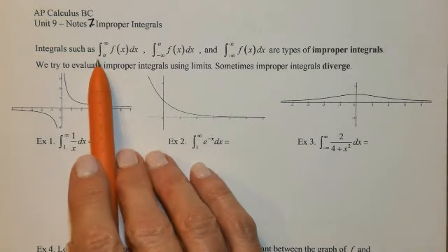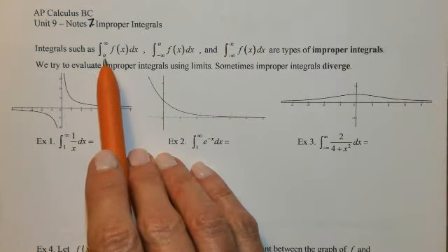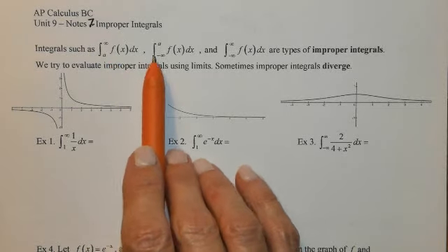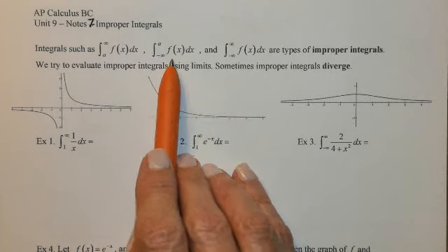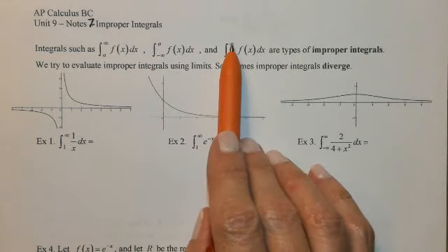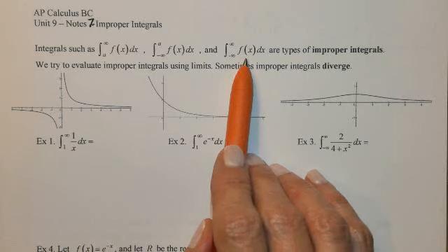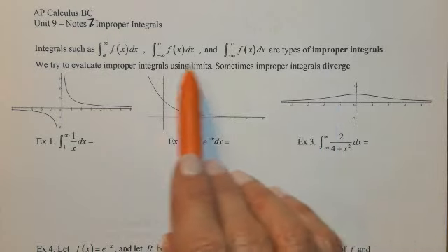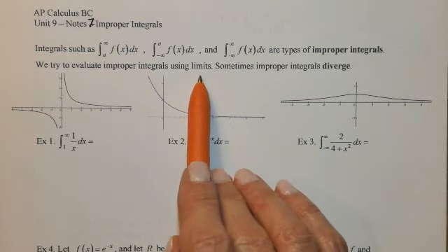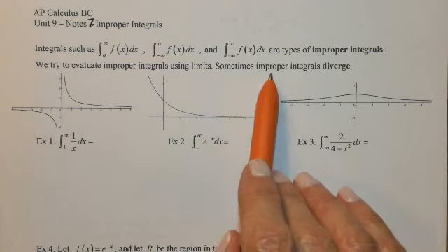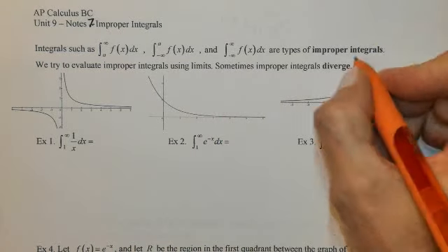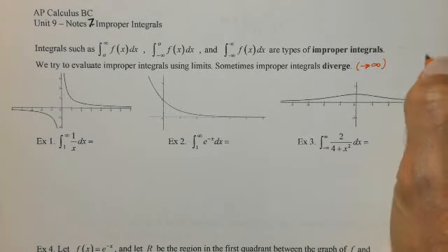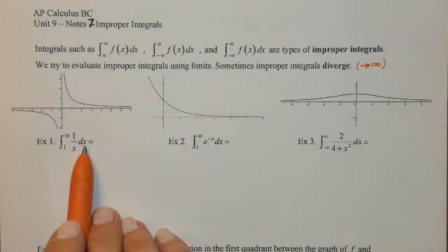All right, integrals such as the integral from some number to infinity of a function dx, or negative infinity to a number of some function dx, and negative infinity to infinity f of x dx are types of improper integrals. They're not the only ones, but they're types. We try to evaluate improper integrals using limits, though sometimes an improper integral will diverge. Diverge means goes to infinity. All right? So remember that each of these represents the area under a curve, doesn't it?